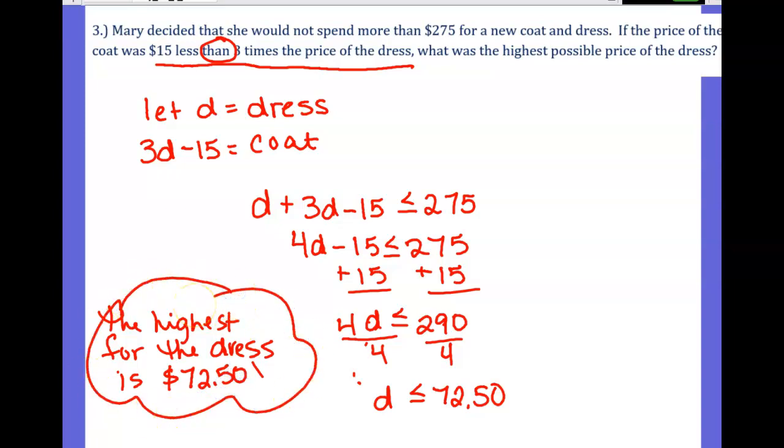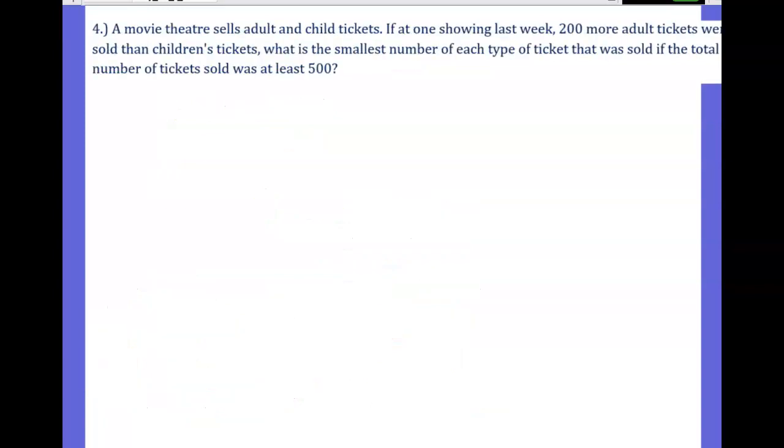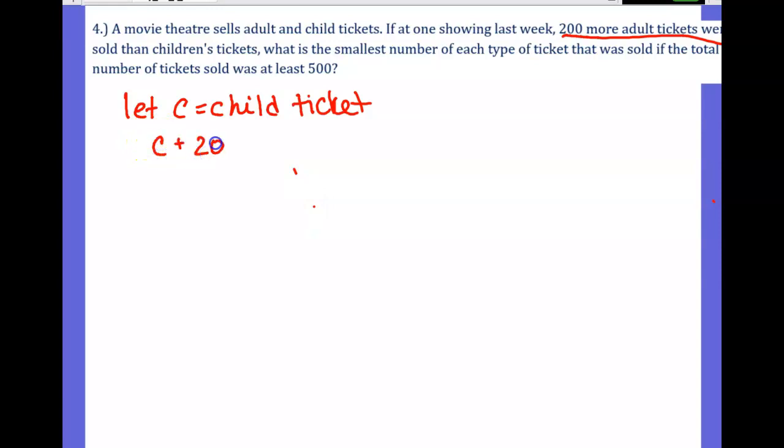Okay, all right, let's move on to number 4. Number 4, a movie theater sells adult and child tickets. If at one showing last week, 200 more adult tickets were sold than children's. Okay, 200 more adult. What's the smallest number of each type that was sold if the total number of tickets was at least 500? All right, well, let's start with our let statement. So let's let C be child tickets. We can write our adult tickets relative to this. So we can say children plus 200 is adult tickets.